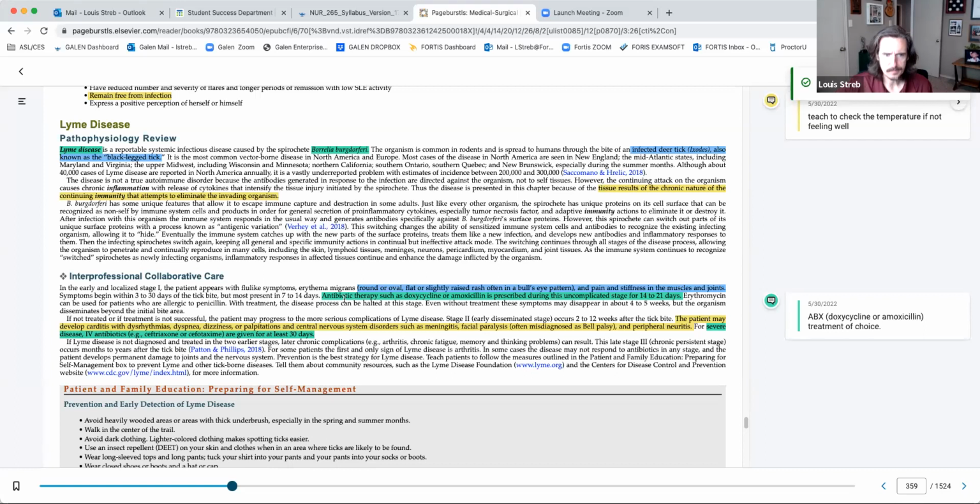Once we determine this, we know that antibiotic therapy, doxycycline and amoxicillin, are the prescribed drugs during this uncomplicated stage for 14 to 21 days. So your antibiotic treatment choices, 2 to 3 weeks. It is long, it is hard, but we have to do this. The patient may develop carditis with dysrhythmias, dyspnea, dizziness, palpitations. It happens, right? It can cause central nervous system disorders like meningitis, Bell's palsy, that facial paralysis, peripheral neuritis. It is a heck of a disease.